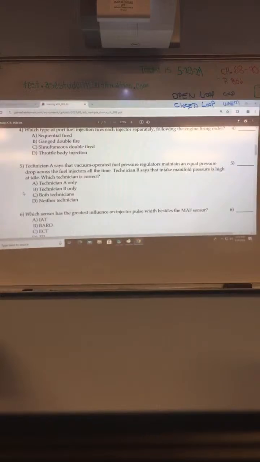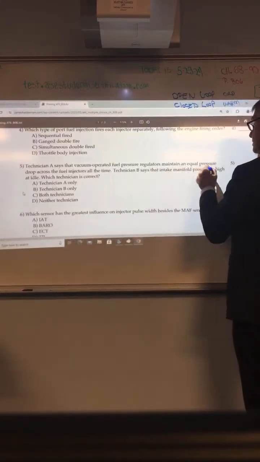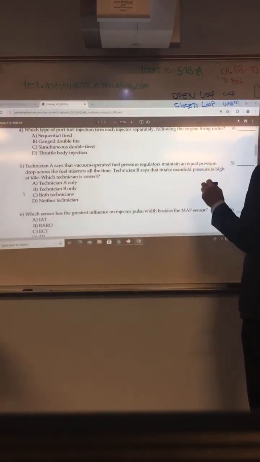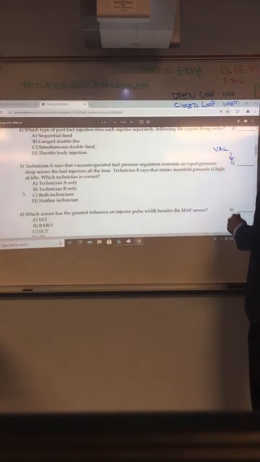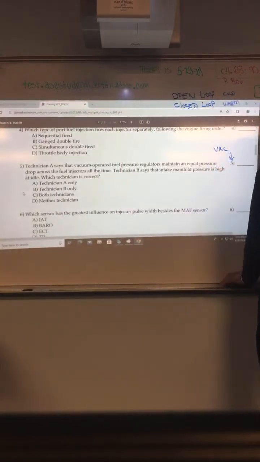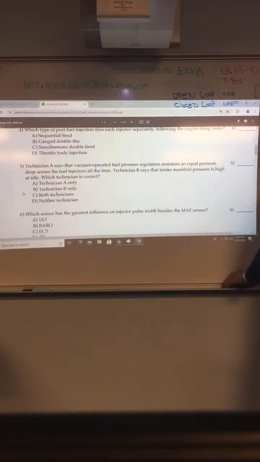Isn't intake manifold pressure buildup in the throttle, like, it's high when it's driving. It's low at idle because of the vacuum. B says intake manifold pressure is high at idle. It's low at idle. What's high at idle? Vacuum. Vacuum, which means the pressure is low, right? Okay, just want to make sure you understand that, even though it was the correct answer.